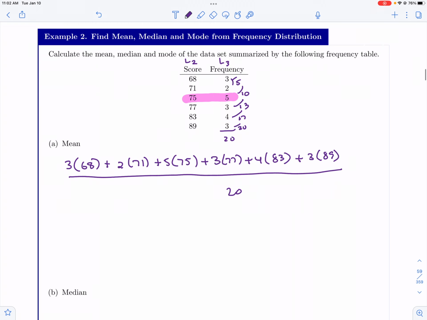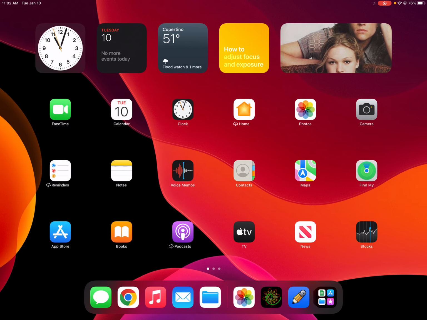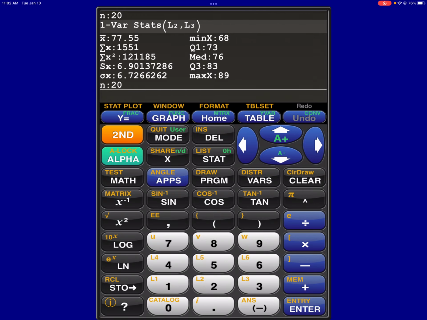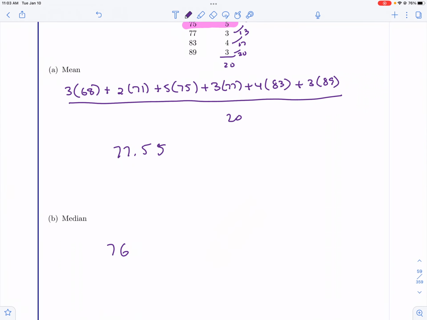So our mean was 77.5, and our median was 76. Let me check just to make sure I got those right. 77.55, sorry. And then 76 for our median.